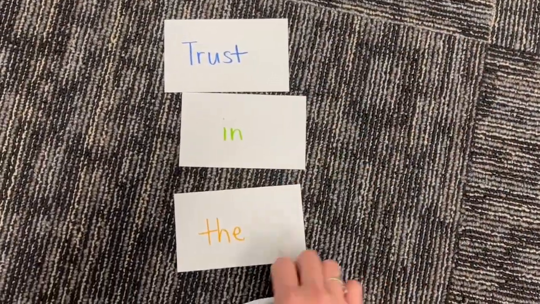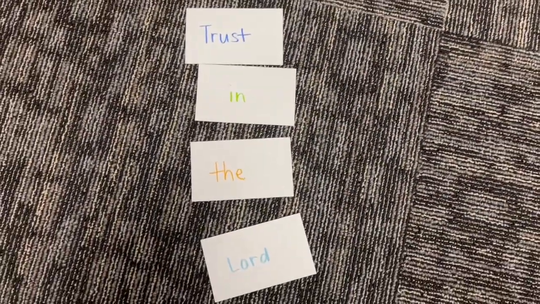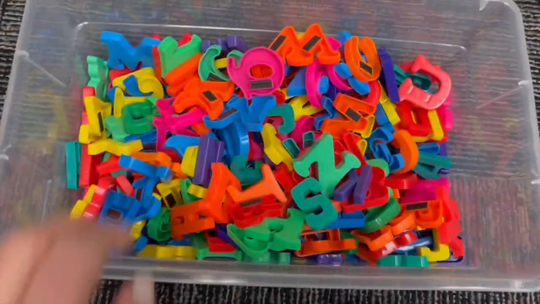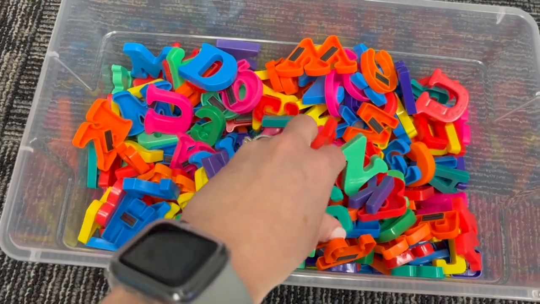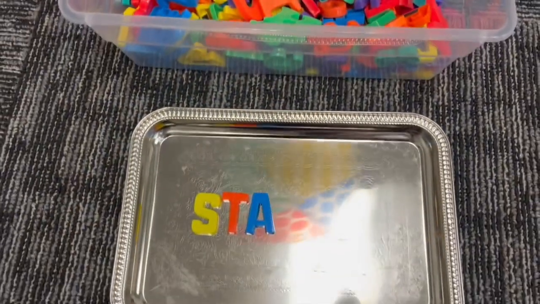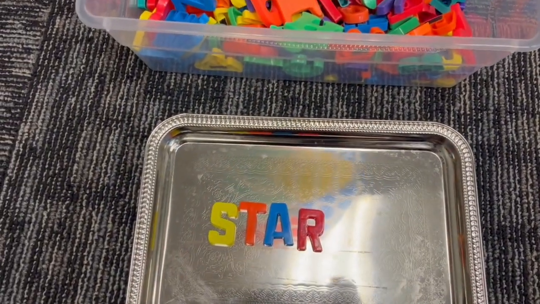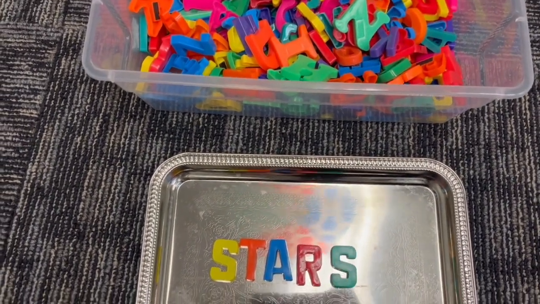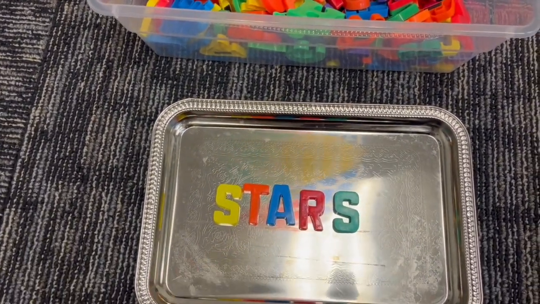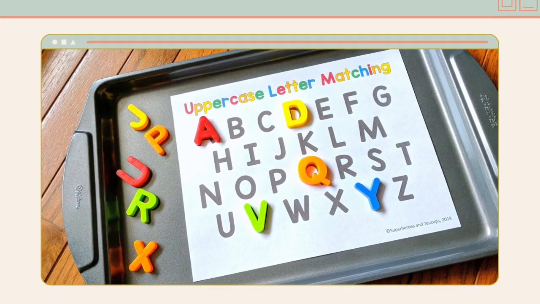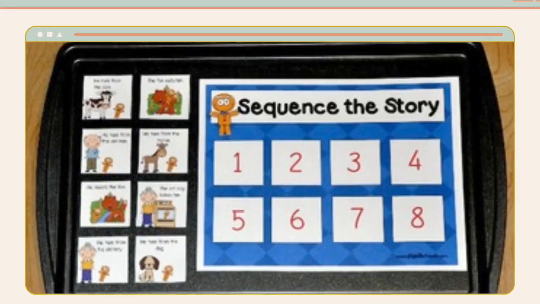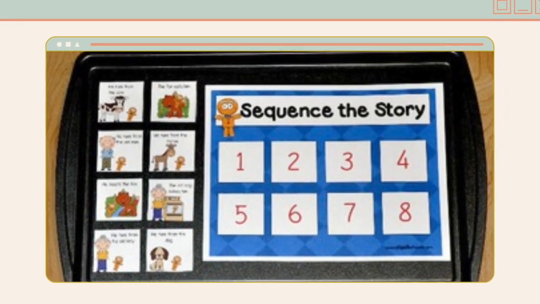And a simplified version, if that is too long, could just be to keep it short and say, trust in the Lord. Another idea is to use the metal baking sheets and magnetic tiles. And so you could ask the students, hey, what did God make on this day of creation? And they could spell it out.